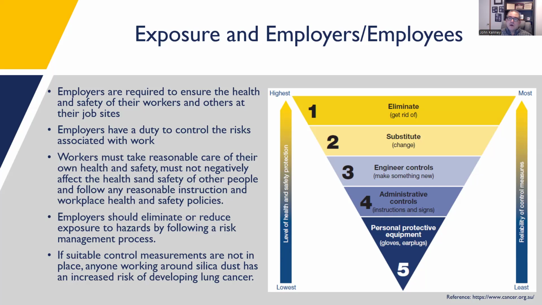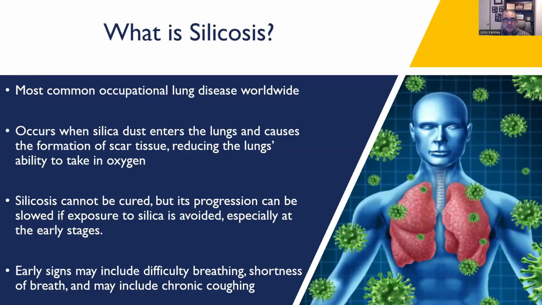So number one is eliminate, get rid of. Substitute or change is number two. Three, engineering controls. Four, administrative controls. And five, personal protective equipment and earplugs. So we're going to talk about what we can do there to comply. Now, the silica rules are going to change in the OSHA regulations. So again, like everything else we do, I always recommend that you go back to OSHA and find out what the latest guidelines are.